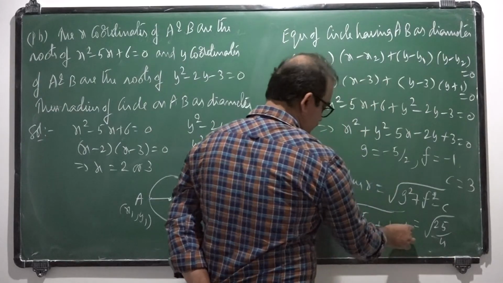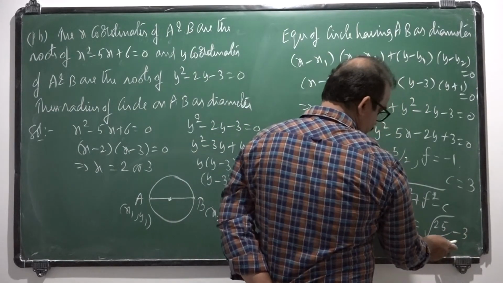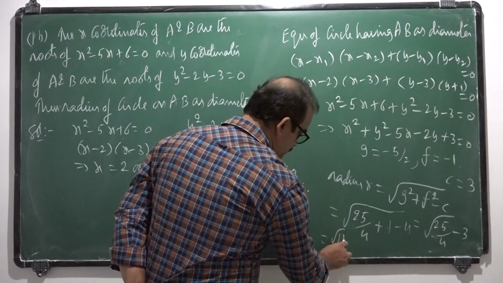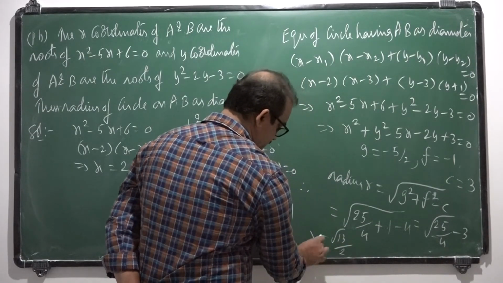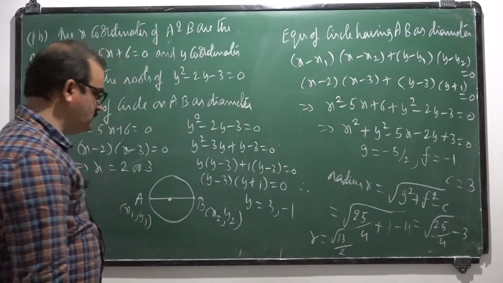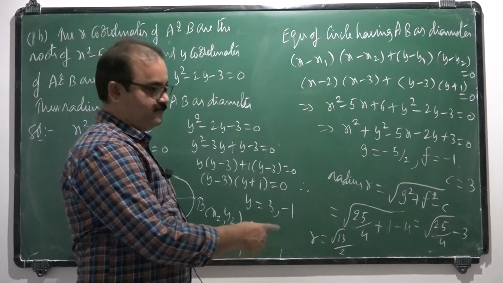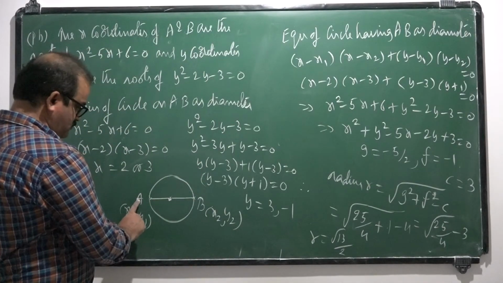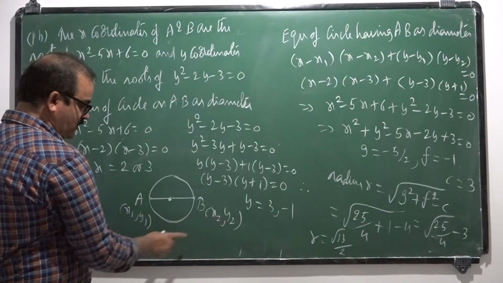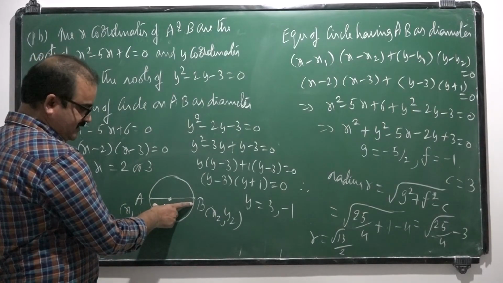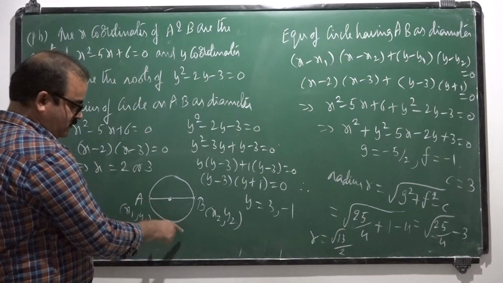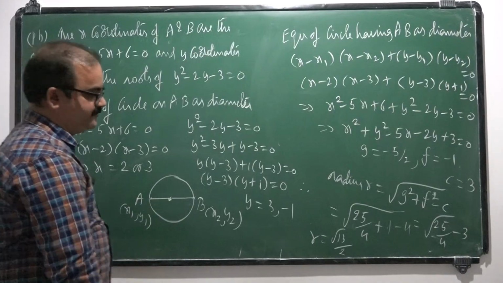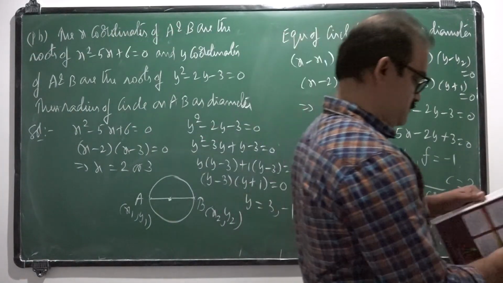25 by 4, 1 minus 4 minus 3, 4 into 3 is 12, root 13 by 4, or root of 13, by radius r is equal. Or there is another method to find radius. Here x1, x2 are known and y1, y2 are known. Directly you find the distance between A and B, and radius is equal to half of that distance AB. You may find in that way also.